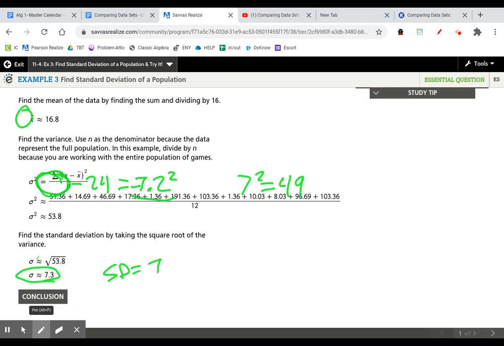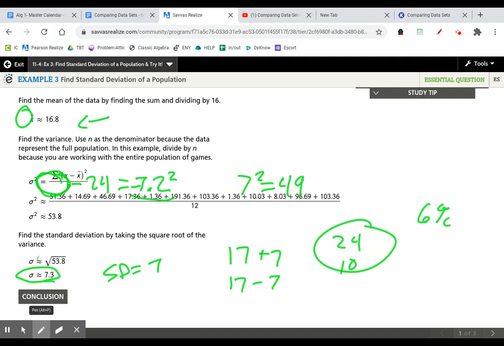And we know that on average up here, it's saying 17 points are being scored on average per game. If our standard deviation is 7, well, what's 7 above 17, and what's 7 below 17? Well, 17 plus 7 is 24. 17 minus 7 is 10. So it's saying in 68% of the games, they're going to score somewhere between 24 and 10 points.